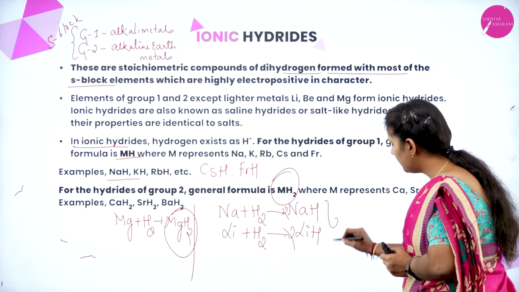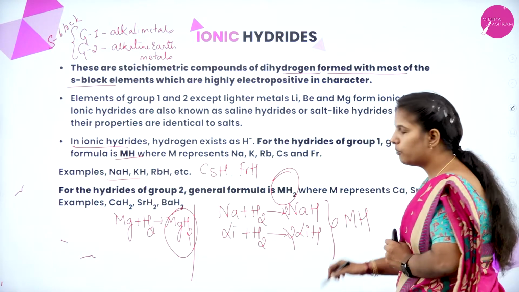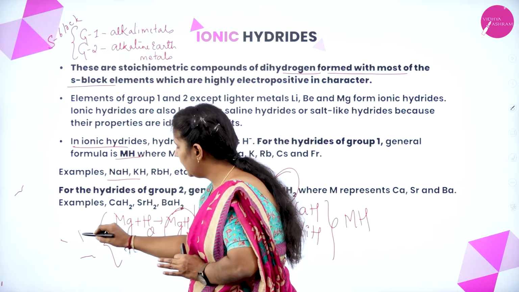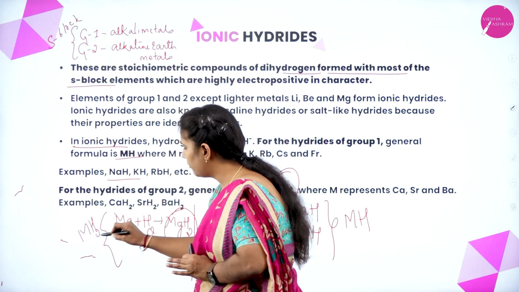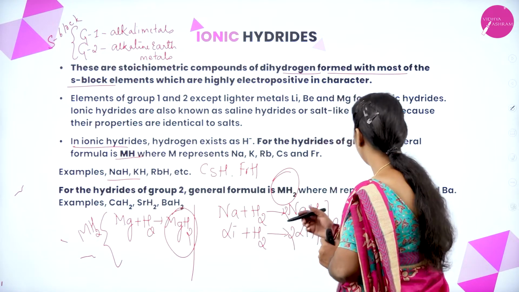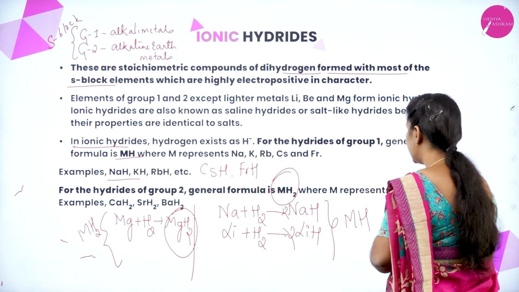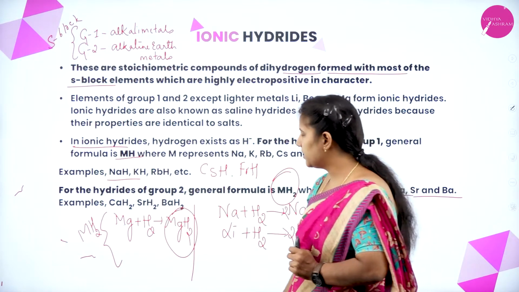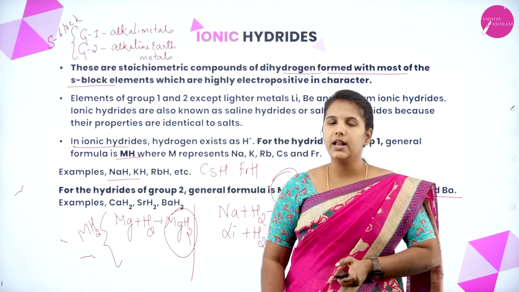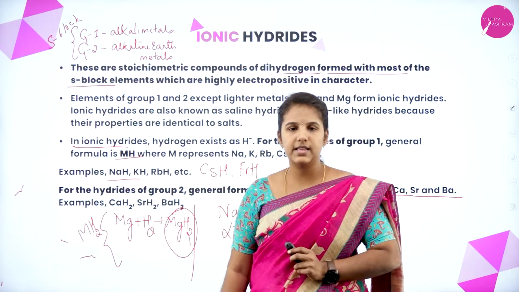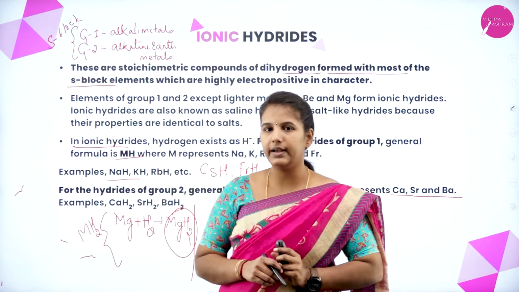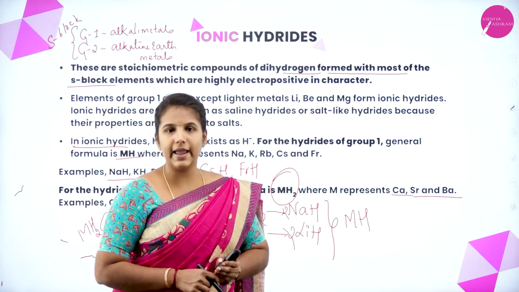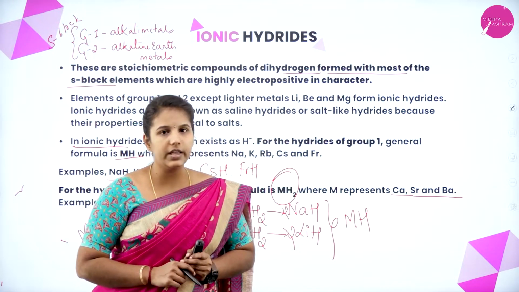So, here the metal hydride will have the general formula of MH, whereas in the alkaline earth metals, it will have the general formula of MH2. For example, calcium, strontium and barium exist as CaH2, strontium hydride and barium hydride; these are the examples for the ionic hydrides. Remember, when dihydrogen reacts with an s-block element, they form an ionic hydride.